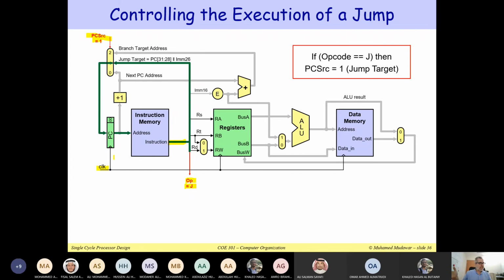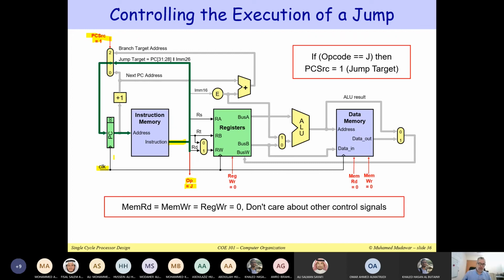Now, what about the other control signals? Well, we have to define their values. We cannot ignore them. We have to have specific values for the other control signals. For register write, we have to make it 0. We cannot allow anything to be written inside the register file because the jump does not really modify anything inside the register file. How about the data memory? We have to make memory read equal to 0. We have to make memory write equal to 0. We cannot read, we cannot write anything from the data memory. Jump is not a load, it's not a store. So there is nothing to read, there is nothing to write in the data memory.